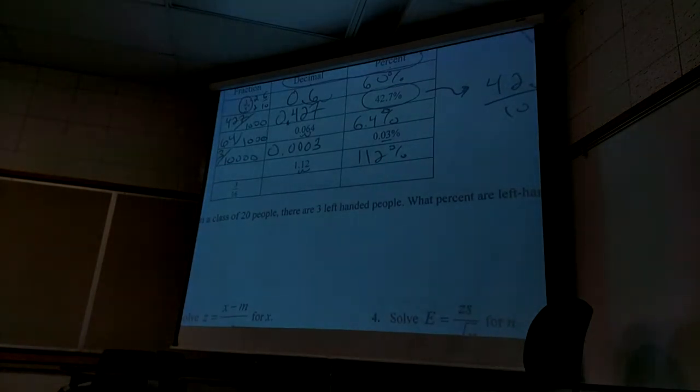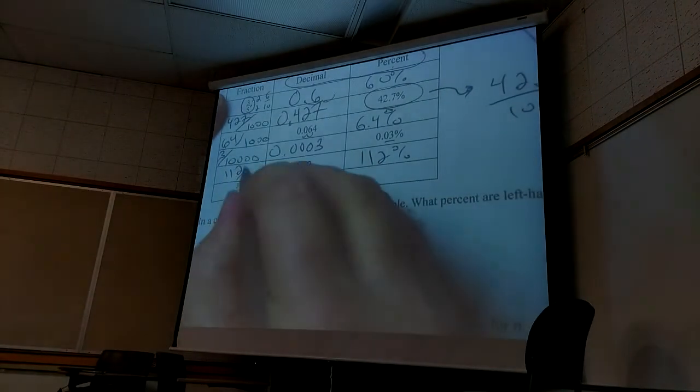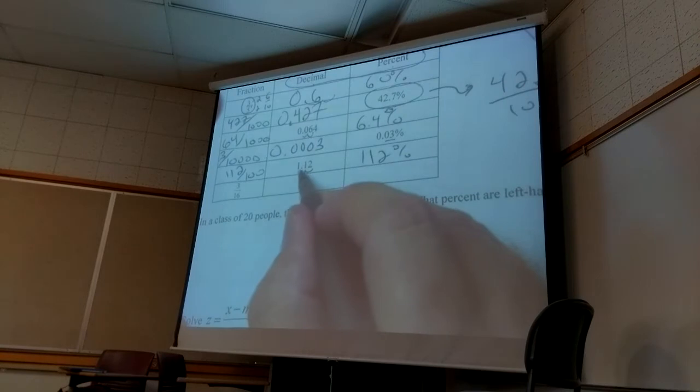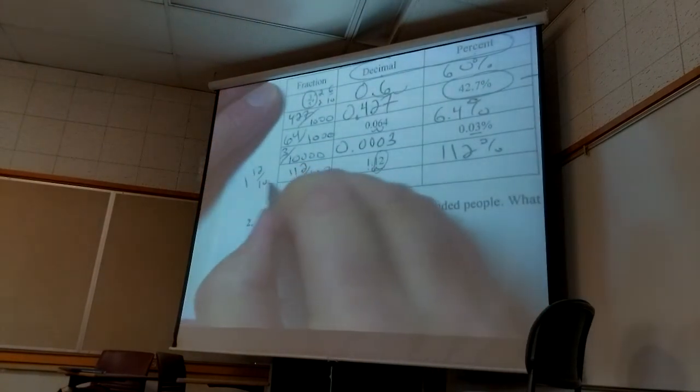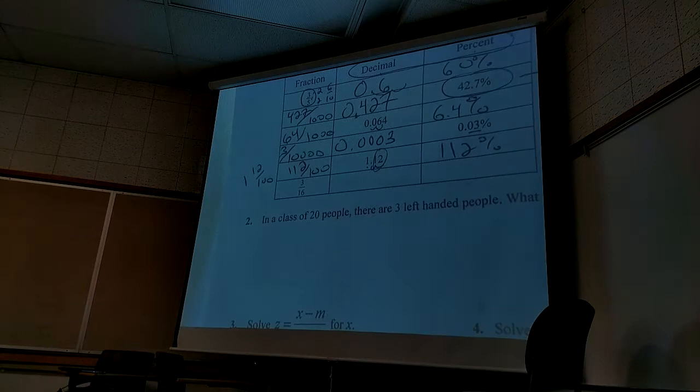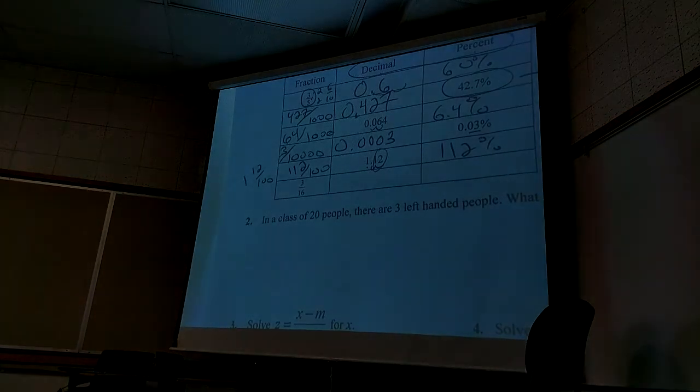Another way to do it is, I get 1 and, what's this? 12 over 100. You see how these are the same? 100 times 1 plus 12 is 112 over 100. Everybody cool with that? You see that? You all right?